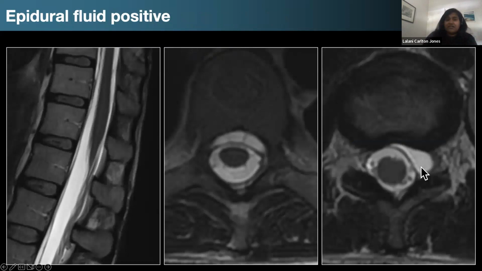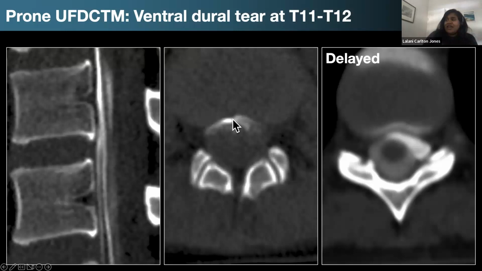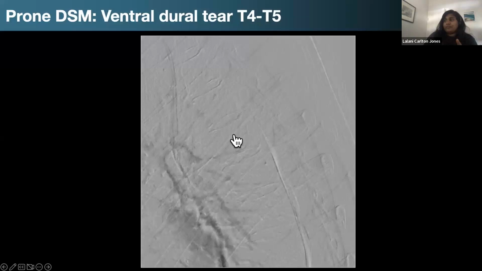And here what you can see is this little hair of contrast, which is egressing at the T11, T12 level. Now, I didn't see this on the scanning table. I actually saw this later, on a final run, which I'd done delayed, around a minute, and you can see how rapidly that epidural collection fills. So just to show you, you've got to be fast with these kinds of leaks in order to see the point of leakage.